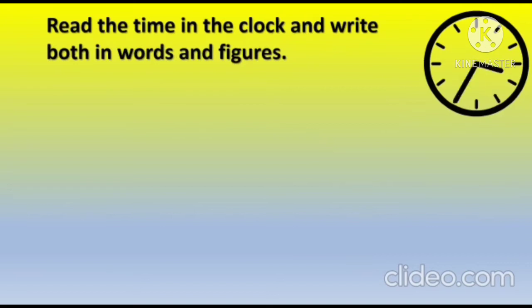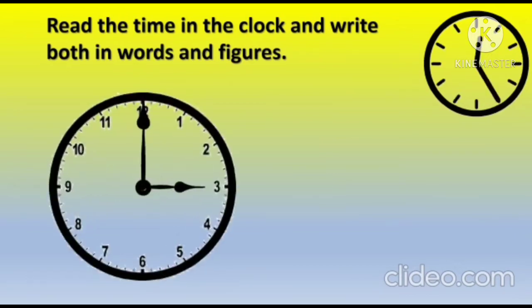Let us read the time in the clock and write both in words and in figures. Look at this clock. What do you see over here? The minute hand is pointing at 12 and the hour hand, that is the short hand, is pointing at 3. So this time shows us 3 o'clock.